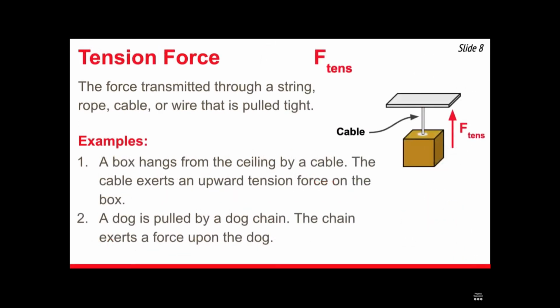Our next contact force is called tension force. This is a force transmitted through a string, a rope, a cable, or a wire that's pulled tight. We can use the symbol F_tens for tension force. Here's an example. A box hangs from the ceiling by a cable. In such a situation, the cable exerts an upward tension force on the box. As a second example, a dog is pulled by a dog chain. In such an example, the chain exerts a tension force upon the dog. The tension forces are always directed in a direction parallel to the chain or the cable or the wire or the string.